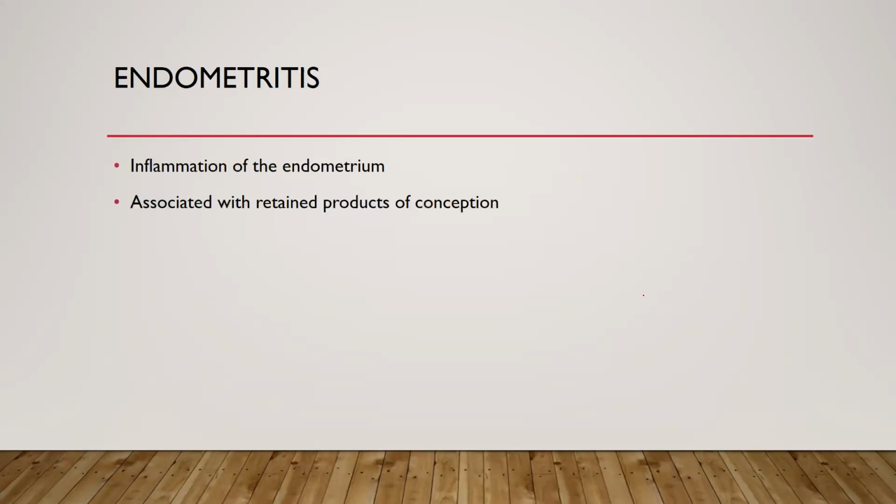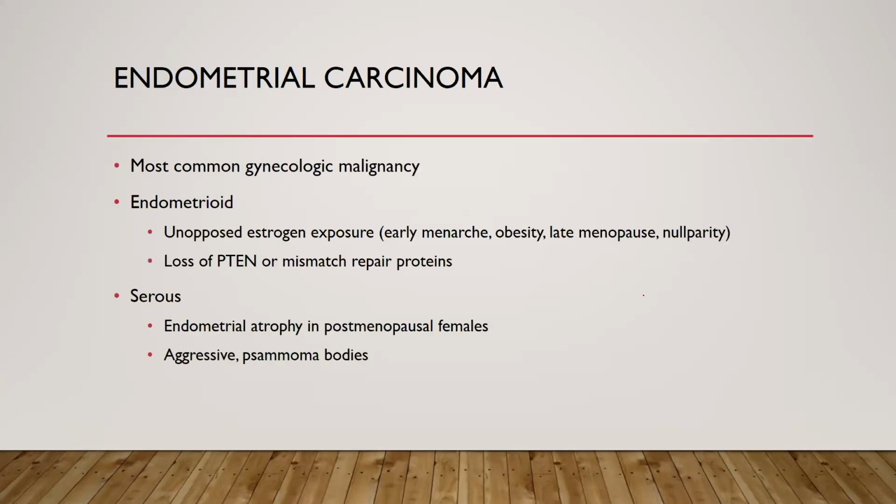Naturopathically, we can do so much with that, but that's another lecture for another day. Come talk to me or Dr. Winster. Endometritis is inflammation of the endometrium. Oftentimes, this one's associated with retained products of conception. So after a spontaneous or therapeutic miscarriage, that's when you can see potentially that occur.